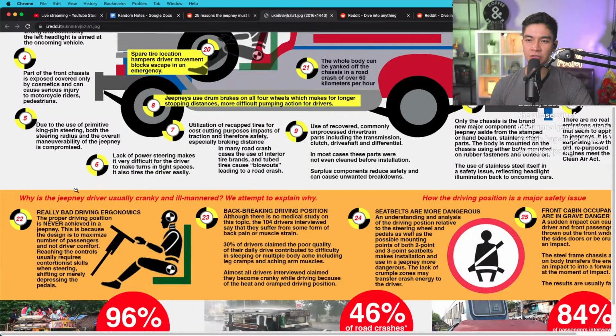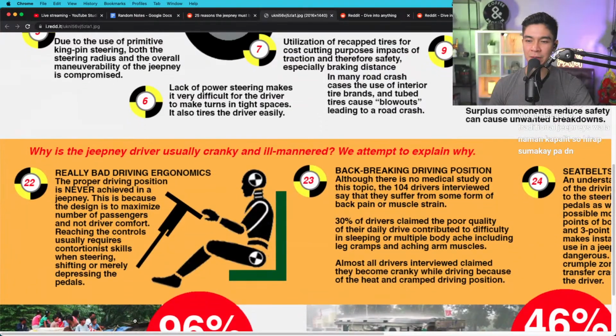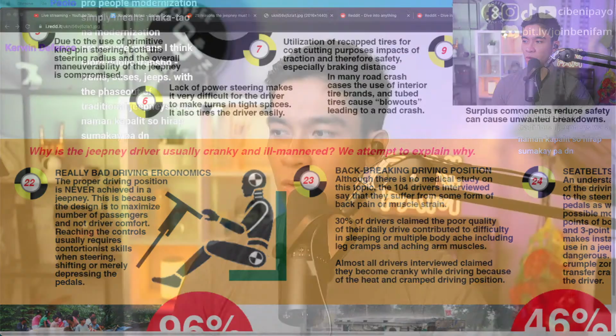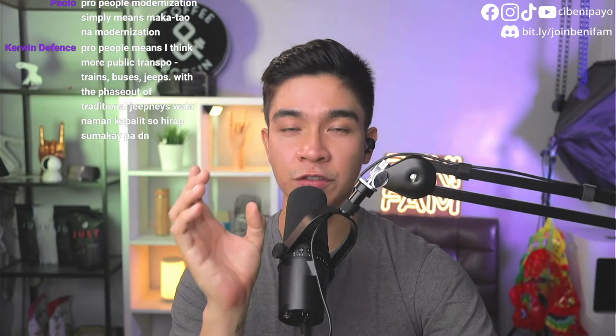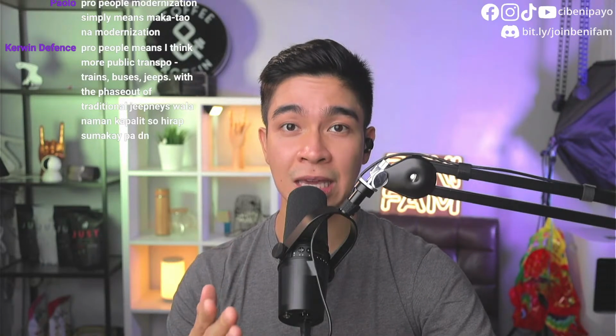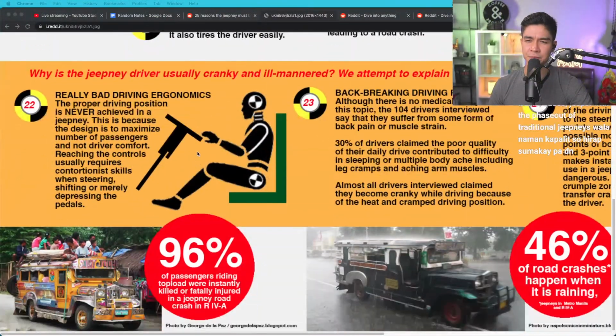Why is a jeepney driver usually cranky and ill-mannered? We attempt to explain why. Because I think this is one more thing that people are trying to bring up. Hindi naman necessarily jeepney ang nagkakos ng traffic. Minsan, jeepney driver mismo and the way they drive the jeepneys ang issue or ang pwede nating masilipin pa. So why are they cranky and ill-mannered?